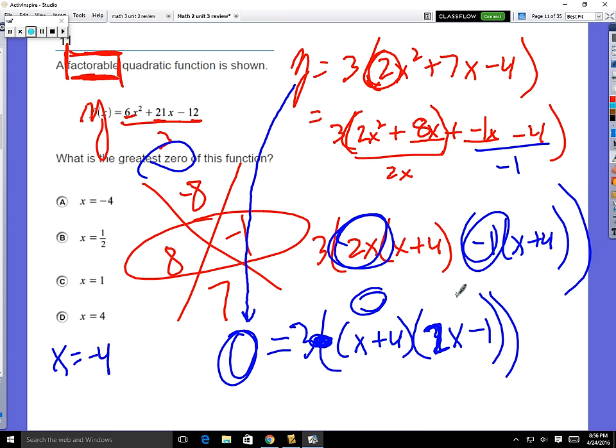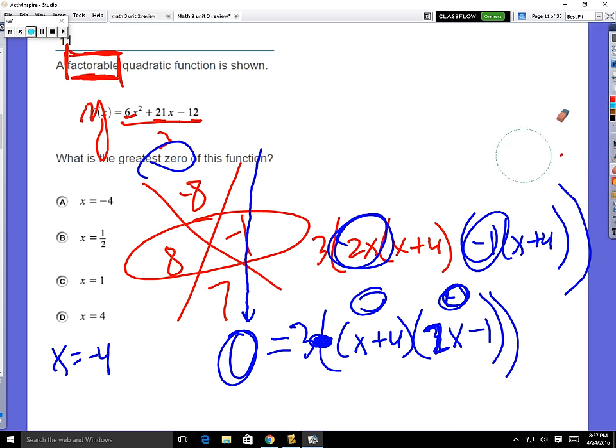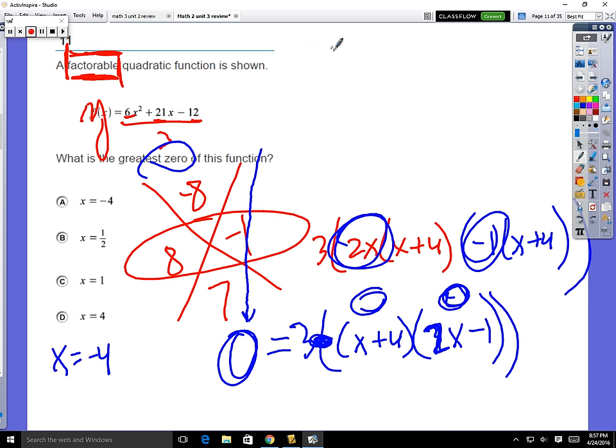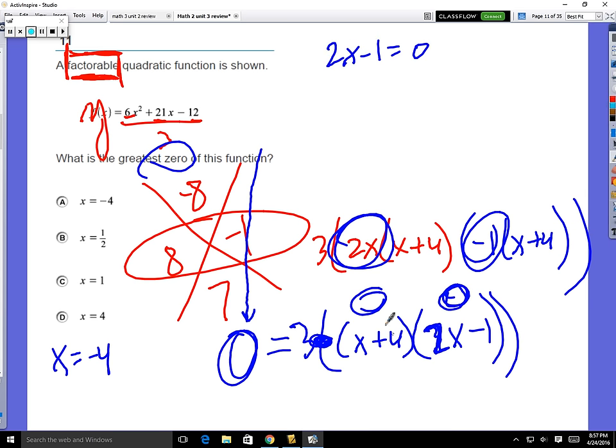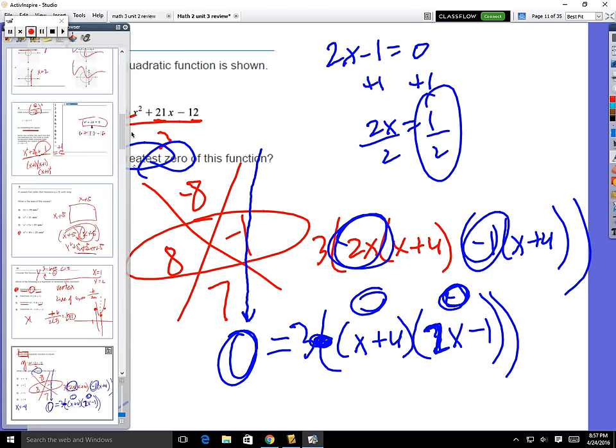Or I want this to be a 0. So how are you going to make 2x minus 1 a 0? 2x minus 1, just make it equal to 0. 2x minus 1 equals 0. This other one was pretty easy to do in your head. Plus 1, 2x equals 1, divide by 2, divide by 2. So it is a half. So your two zeros are a -4 and 1/2. So which of those two is the greatest? Which one's bigger? 1/2 is much bigger than a -4, so we're going to go B.